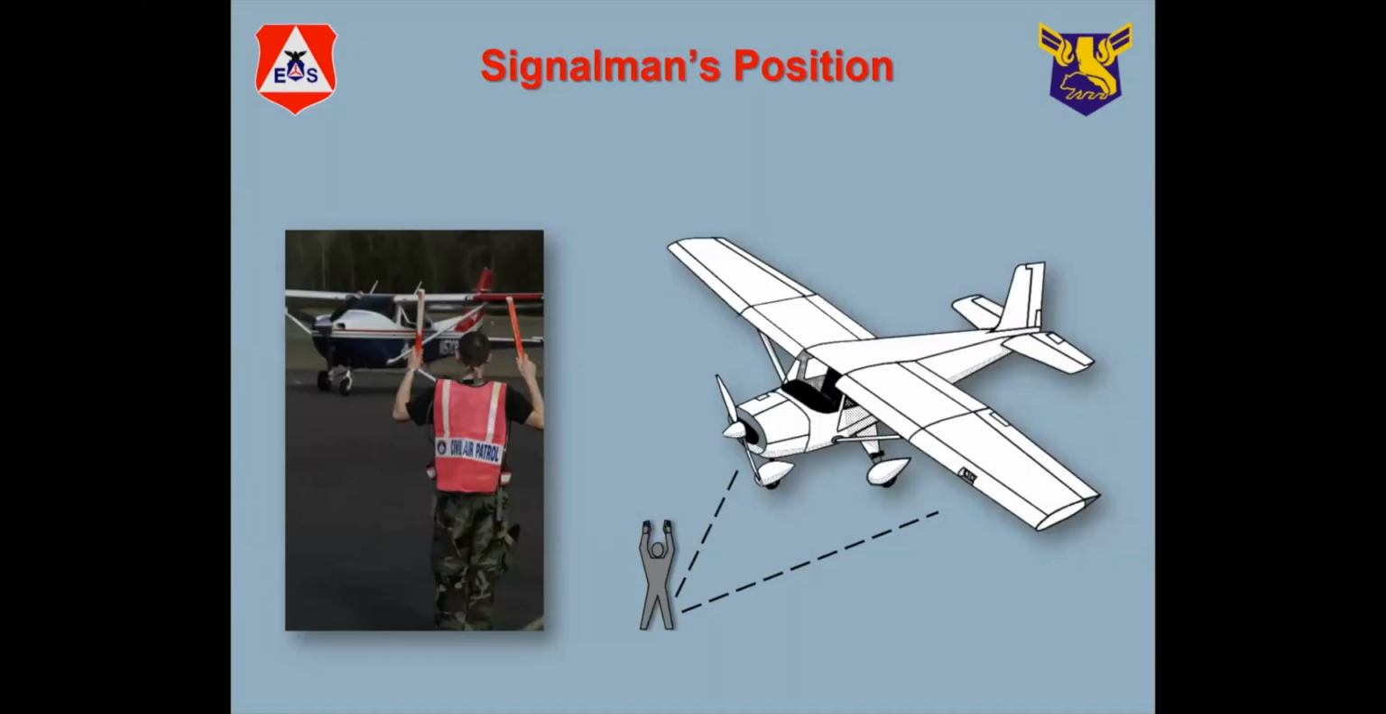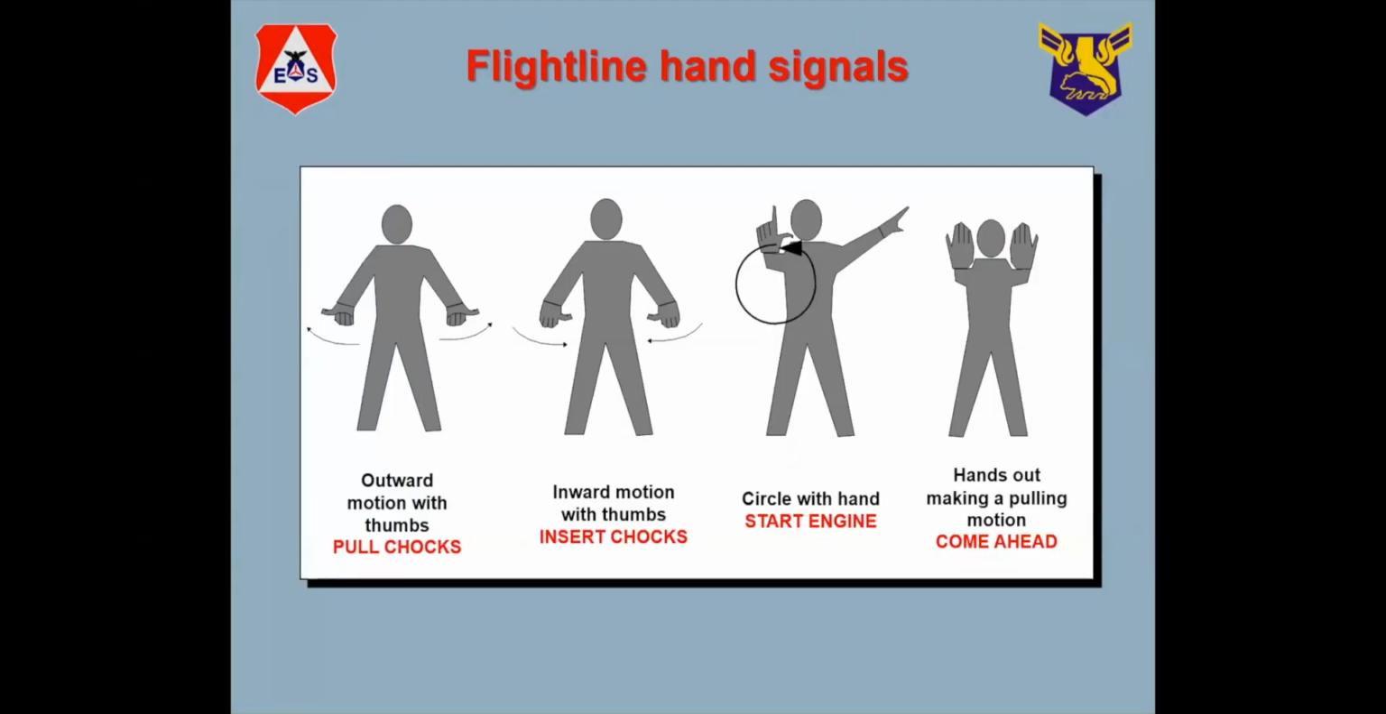Okay, so a marshaller should be to the left of the aircraft and in view of the pilot, as illustrated here. They usually have a high visibility vest of some sort, and use batons or ping pong paddles as signaling devices. And that's pretty normal. In the next slide, we're going to see some of the signals.